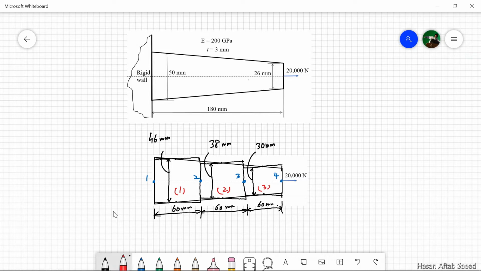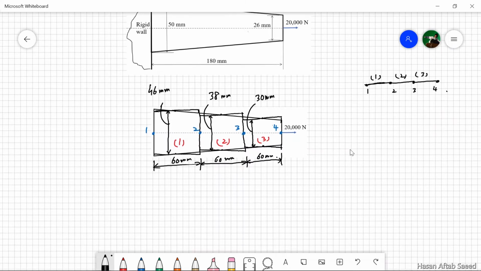So essentially what we have done is we have converted this system into 3 elements and 4 nodes. This is step number 1, discretization.